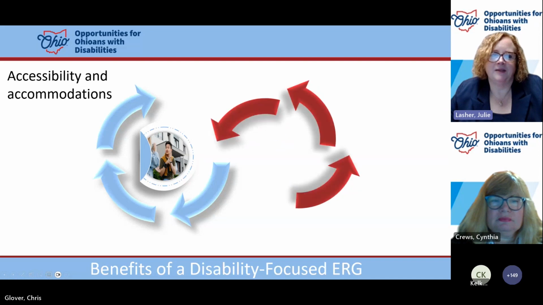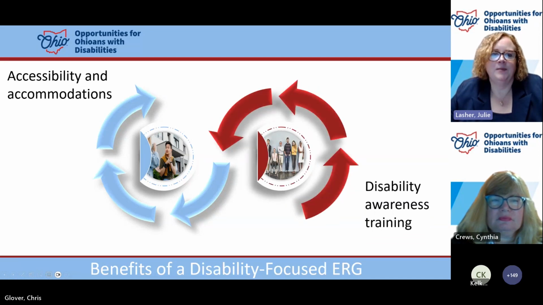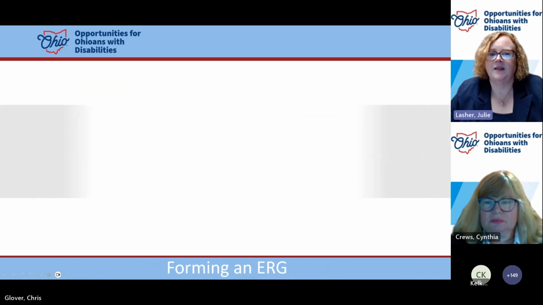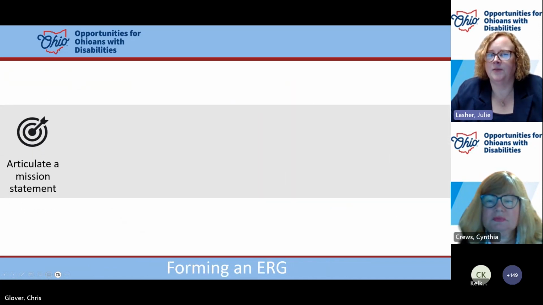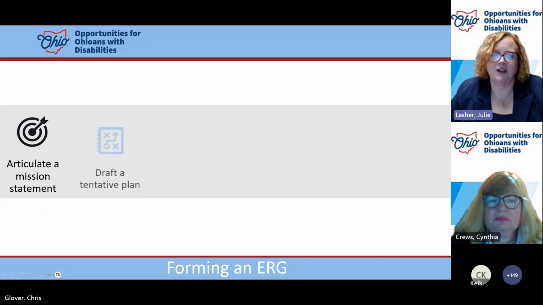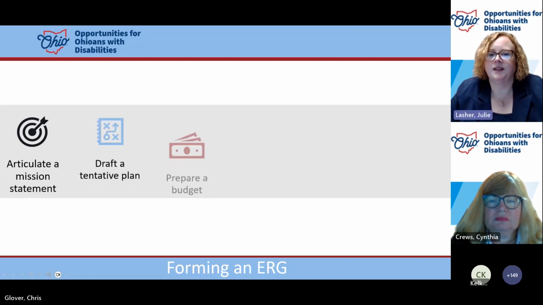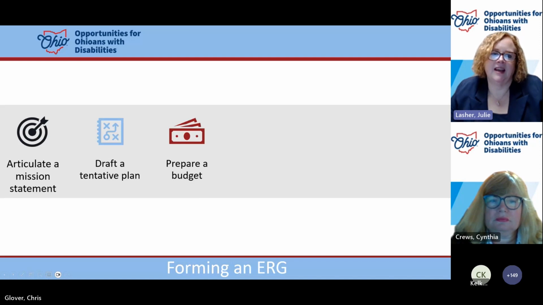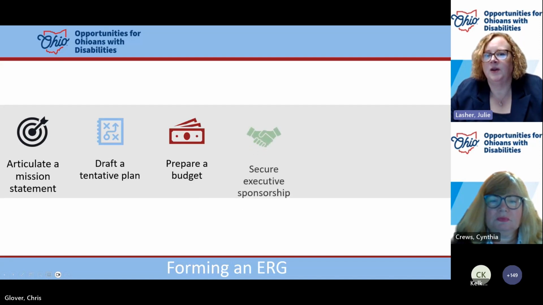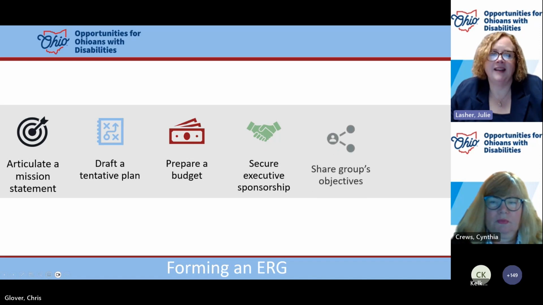So now we'll talk about forming an ERG, and the Employer Assistance Resource Network on Disability Inclusion, also known as EARN, offers some helpful ideas when starting an ERG. First, clearly articulate a mission statement that's tied to a business objective. Then draft the mission and goals of the group and prepare a preliminary budget to present to leadership. After the group has secured executive sponsorship, the next step is to share the group's objectives with employees and management. And finally, establish a leadership team for the ERG.